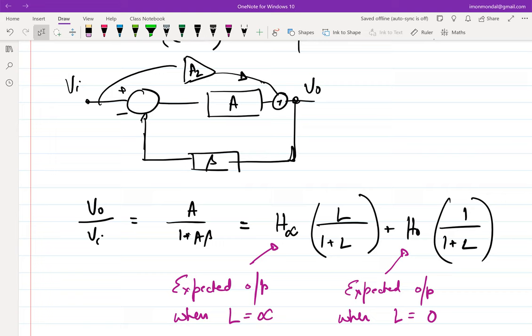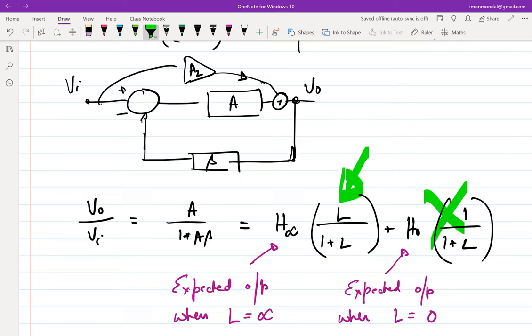Now note that this way of expressing your closed loop V naught over VI is true under all conditions. However, we are mostly interested in the condition when the loop gain is high, because we are making a feedback loop under the assumption that we should be able to control everything very tightly, which means we are operating in the regime of L much higher than one. So if you're operating in that regime, for all practical purposes, this will go to zero. So in most cases, we end up using only the first term.